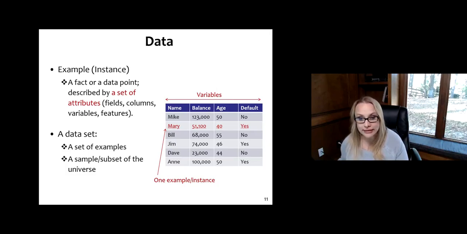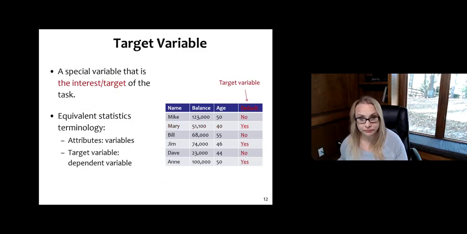You have one instance here, for example, Mary. So Mary had a balance of $51,100 with an age of 40, and yes, she defaulted. When we're looking at supervised learning problems, we are always trying to predict some target variable. In this case, we're trying to predict whether they defaulted or not. So this is our variable of interest.